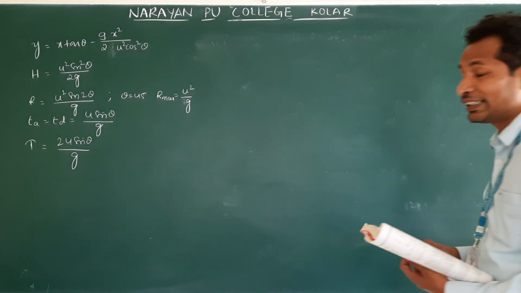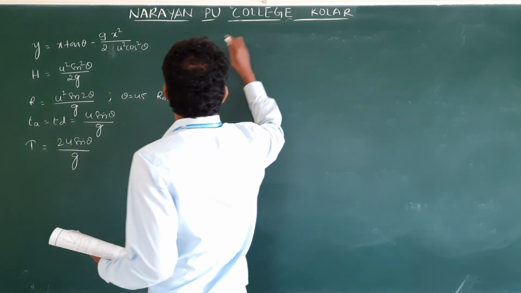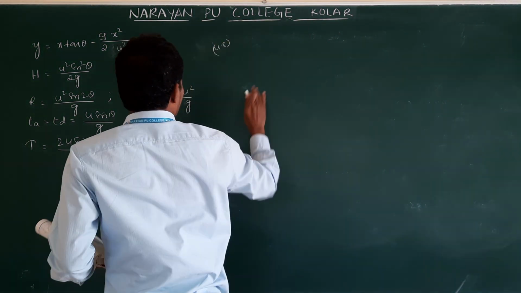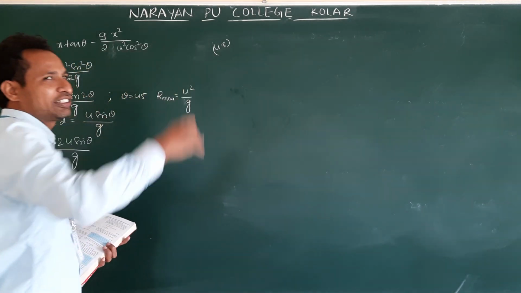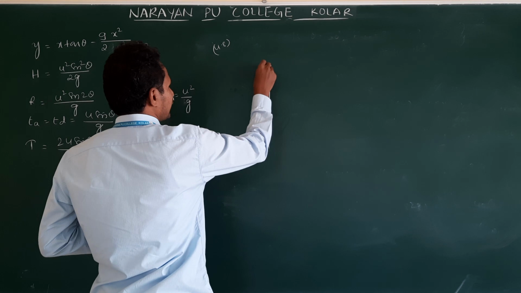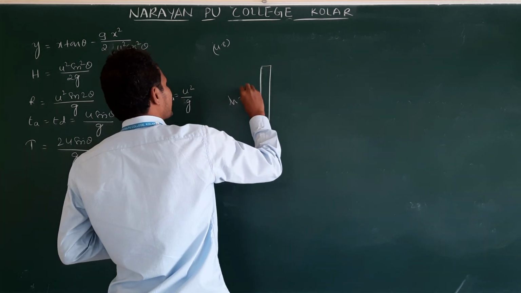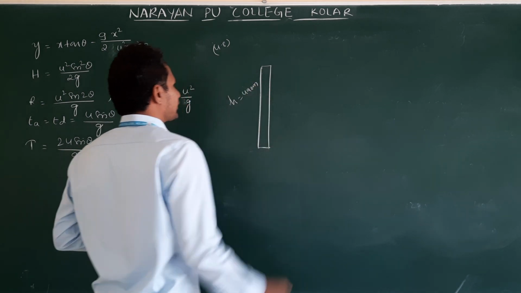So first we need to understand the question. From where was the stone projected? It was projected from the 490 meter height cliff. A cliff actually has a sharp edge, which I am not drawing here. I am drawing only the height. What is the height? This is 490 meters.